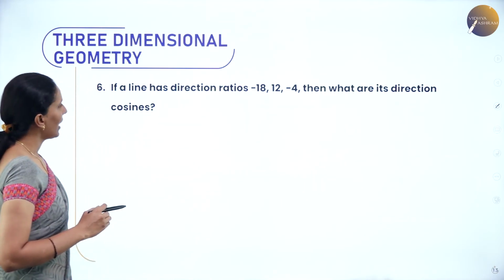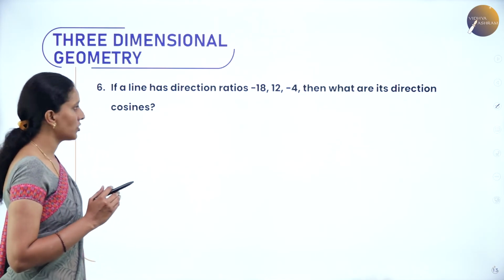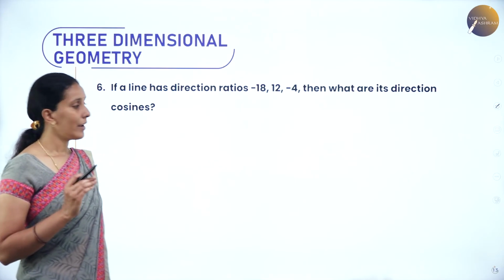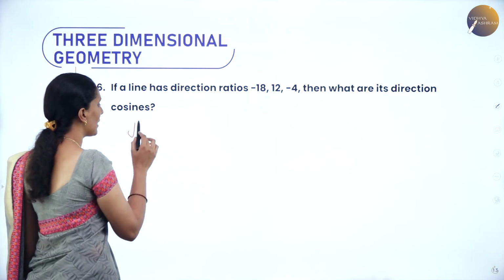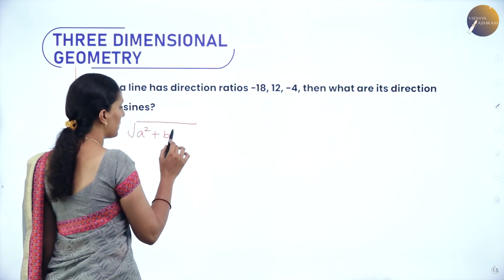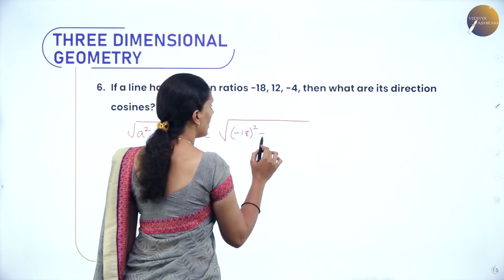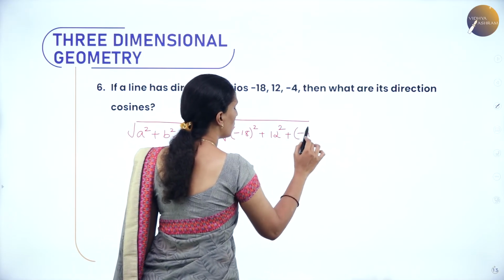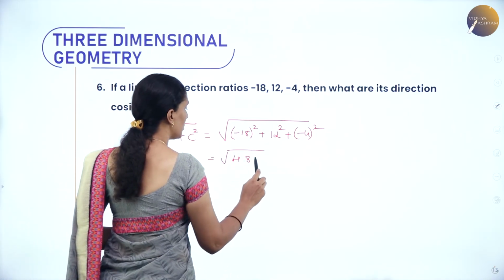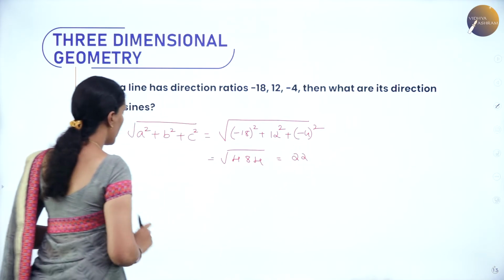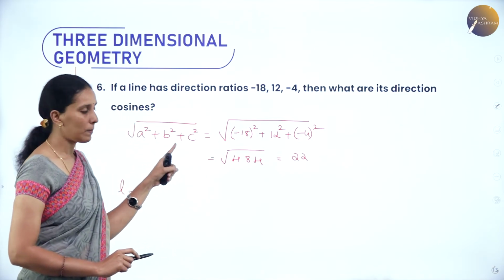So let's see here. If a line has direction ratios minus 18, 12, minus 4, then what are its direction cosines? Again, we know how to find L, M, N when the direction ratios are given. First let us calculate root of a square plus b square plus c square. That is root of minus 18 whole square plus 12 square plus minus 4 whole square, which is square root of 484, equal to 22. Now L is plus or minus a divided by root of a square plus b square plus c square.